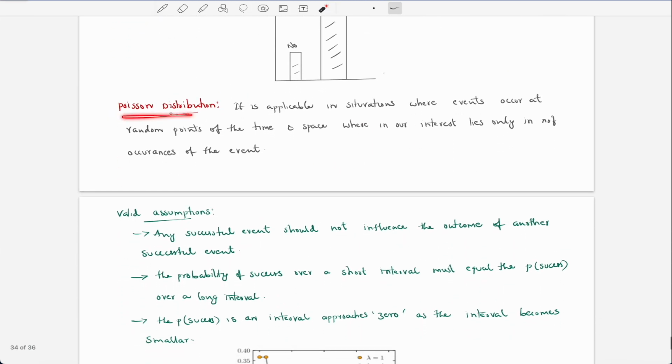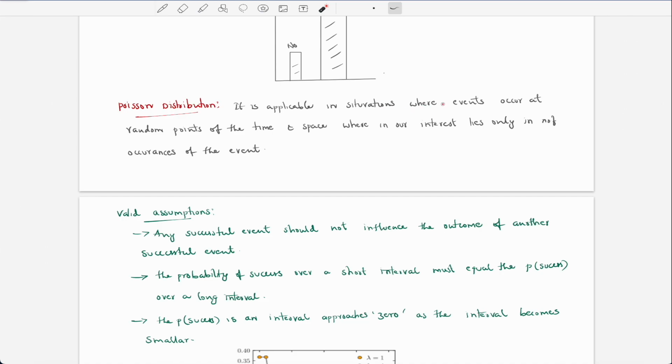Okay, so after that we have the Poisson distribution. What does the Poisson distribution mean? It is applicable in situations where events occur at random points of time and space, wherein our interest lies only in the number of occurrences of an event.